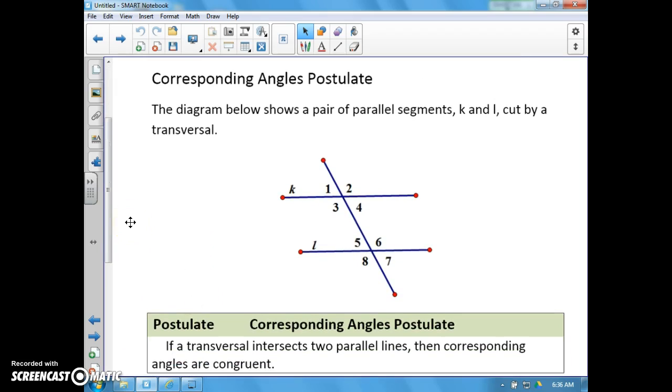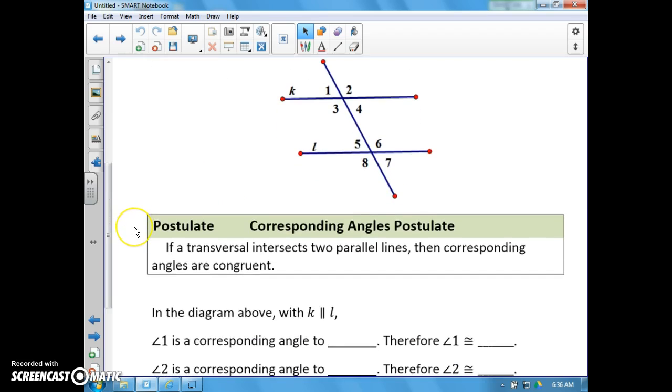So the first thing we're going to look at is the corresponding angles postulate. And the corresponding angles postulate says that if I have two parallel lines, K and L, cut by a transversal, then all corresponding angles are congruent. So looking at this diagram, I see that 1 and 5 are corresponding angles. Therefore, angles 1 and 5 would be congruent.